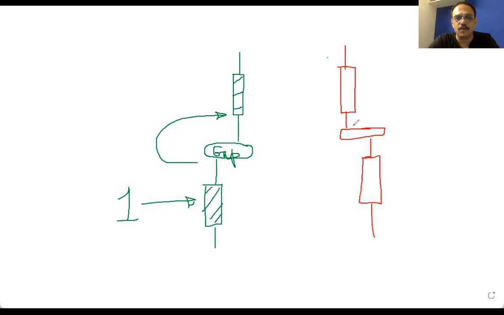Can I have a yes from all of you if what I mean by gap is clear? Yes. Okay, great.